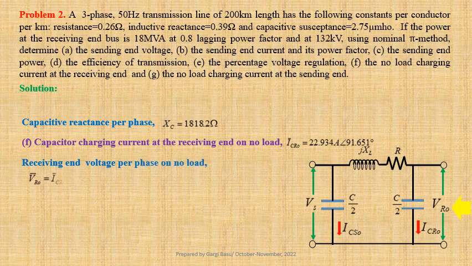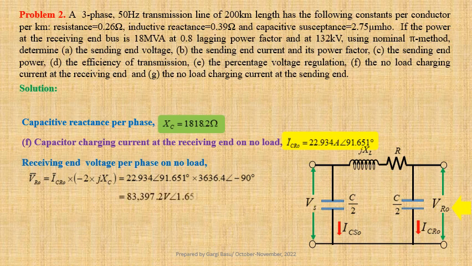Now we shall calculate receiving end voltage per phase on no load. VRO equals to I_CRO into minus of 2 times jXc. Using values we get 22.934 at an angle 91.651 degree into 3636.4 at an angle minus 90 degree. That gives us 83,397.2 volt at an angle 1.651 degree.